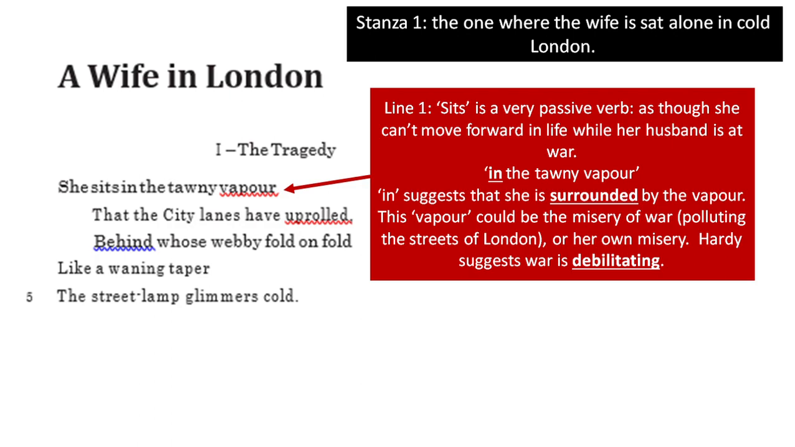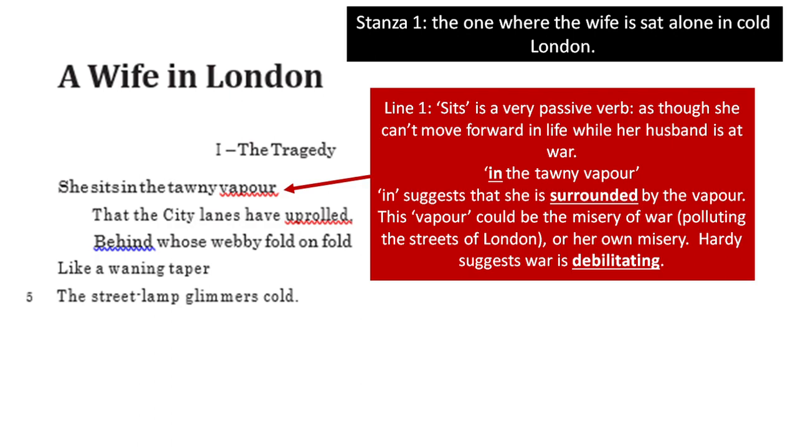Overall, then, we've got this feeling that Hardy's suggesting that war is debilitating. It stops us in our tracks. It prevents us from growing and moving. She's sitting there, she's stuck in something, and therefore straight away from the first line, this is very anti-war, isn't it? It's very focused on the negative sides of war.